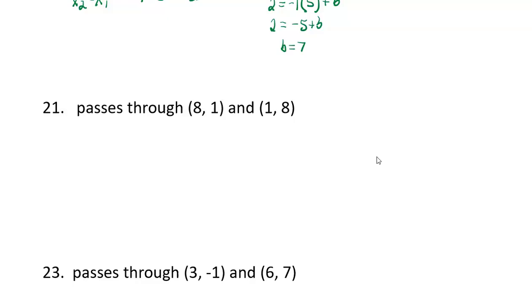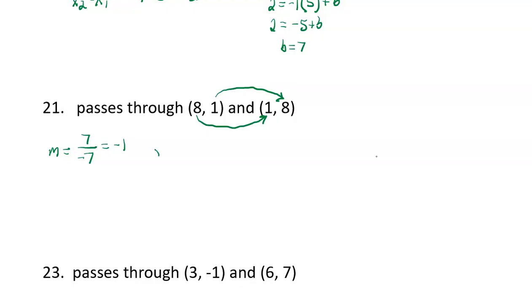Number 21, there's a line that goes through these two ordered pairs. We do not know what the m is or the b. So let's find the m. What is the change in y-coordinates from 1 to 8? By how much has it changed? It's increased by 7 units. What's the change in x-coordinates from 8 to 1? It has decreased by 7, and that makes -1.